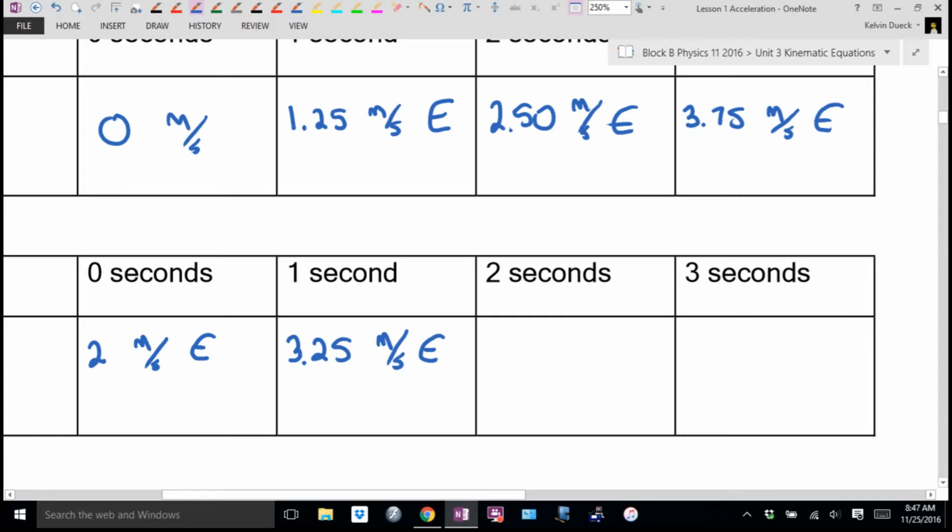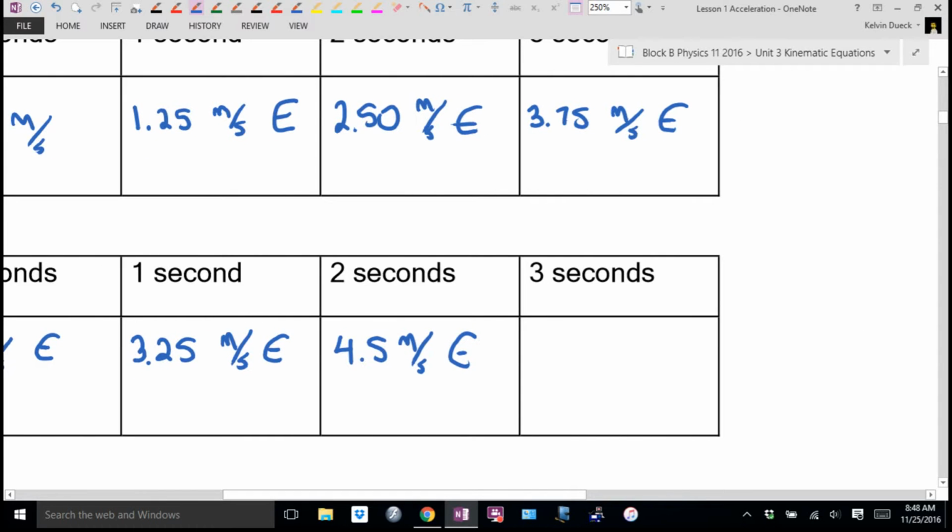What about after 2 seconds? Our speed is still changing by 1.25 east, and we're already going east. 4.5 meters per second east. What about after 3 seconds? Spotting the pattern? 5.75? Good. Meters per second east.